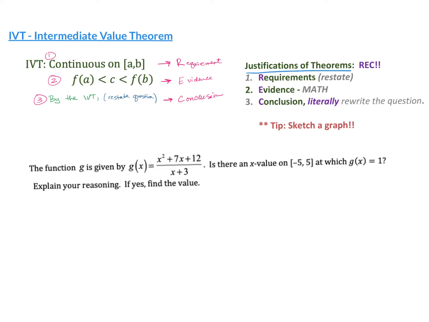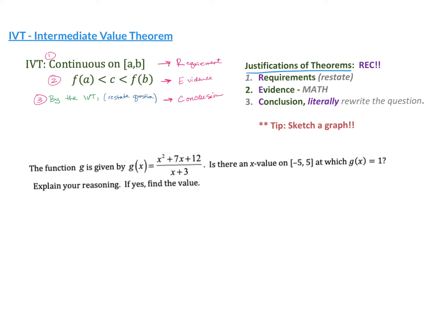You always need to show the requirements, talk about the requirements, the evidence, which is actually just the math, and then the conclusion. So always think there are three things you need to include. And with the conclusion, you can literally rewrite the question, no creative writing required.